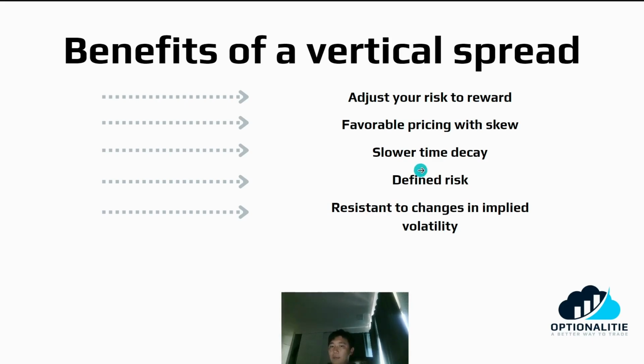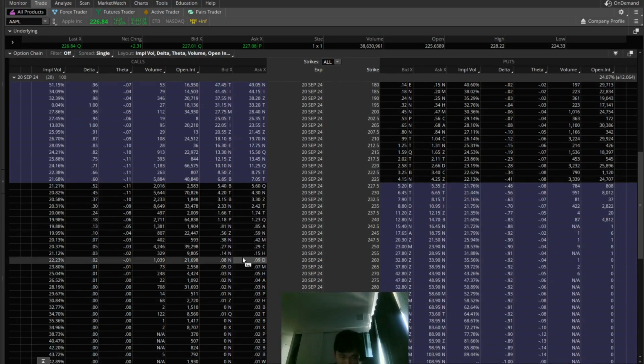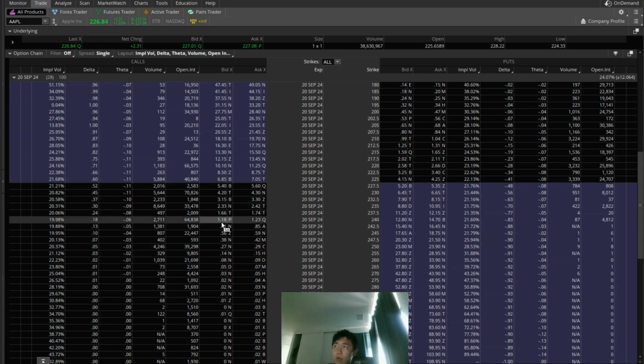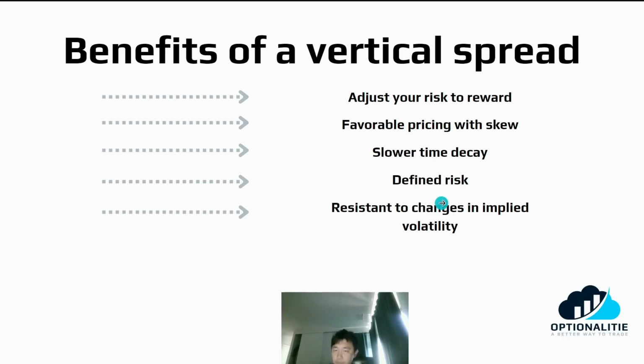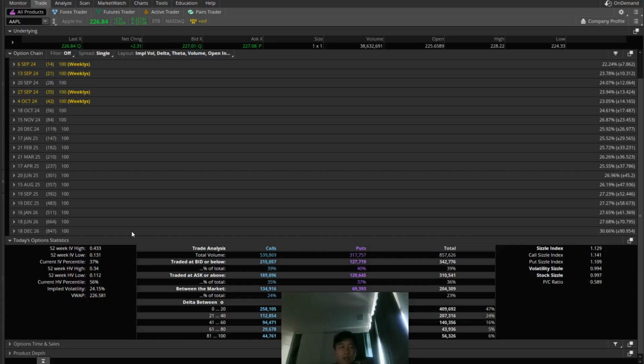Slower time decay: because you have a short option in there, it offsets most, if not all, of the theta, especially if you're doing something that is at least a couple weeks out in the future. Your risk is defined, you have no unlimited risk like selling puts or selling calls, and you're really resistant to changes in implied volatility.